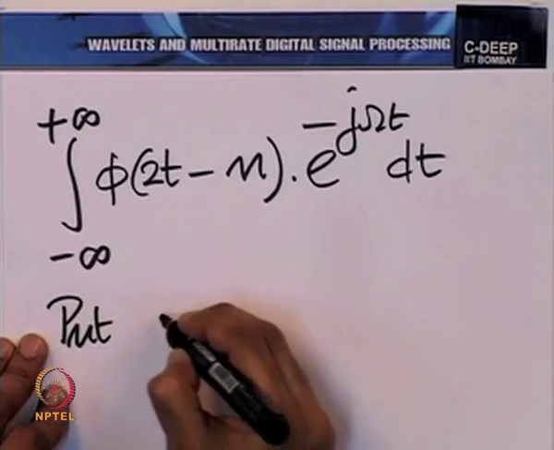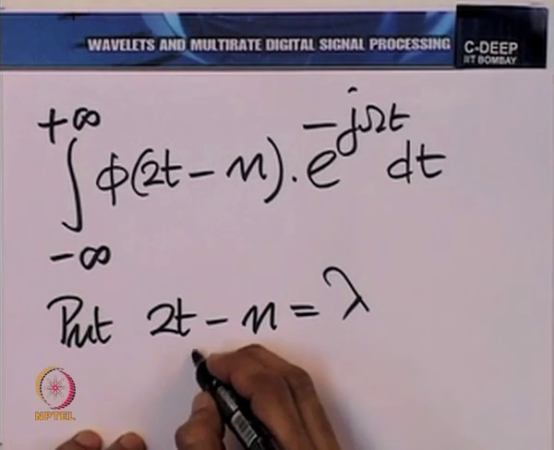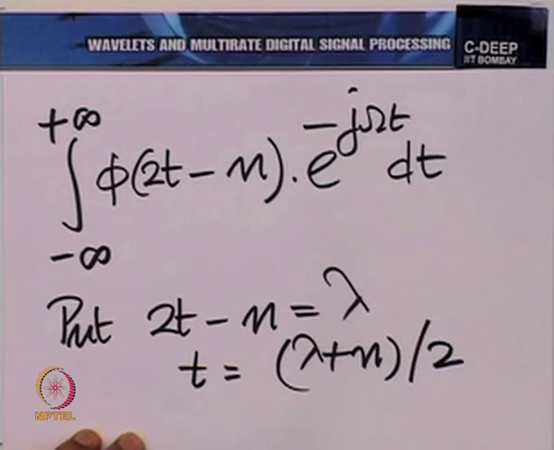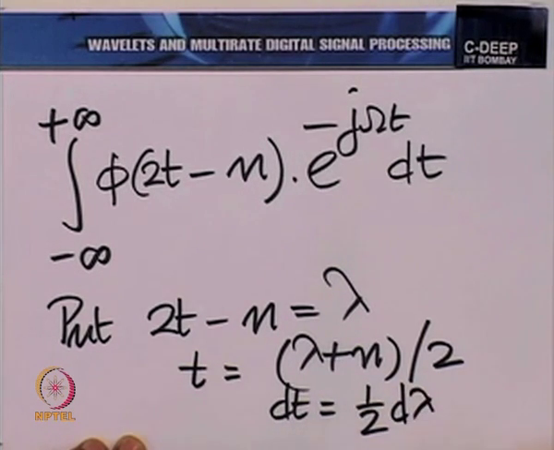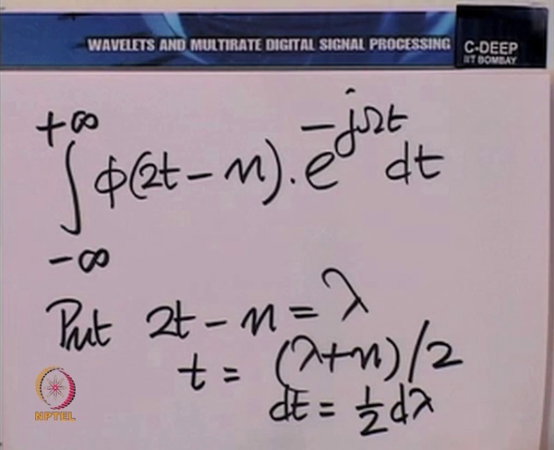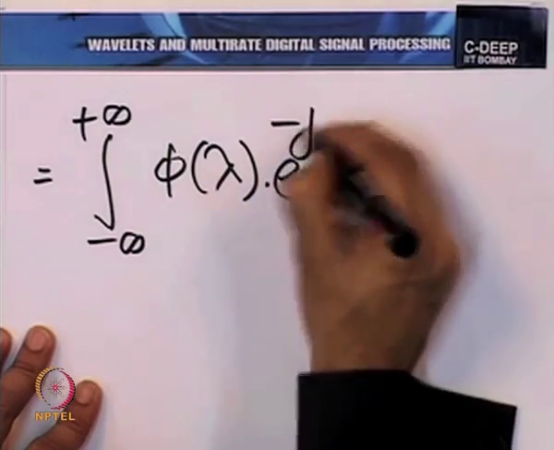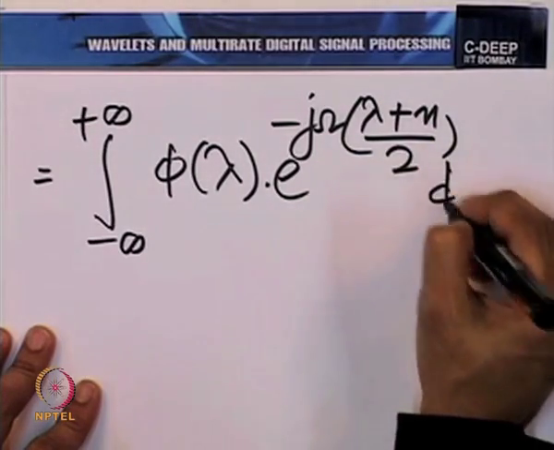Put 2t minus n equal to lambda, whereupon we have t is equal to (lambda plus n) by 2, and of course, then one can also write down dt. dt is essentially half d lambda, and substituting this the integral becomes half the integral from minus to plus infinity phi of lambda e raised to the power minus j omega (lambda plus n) by 2 d lambda.